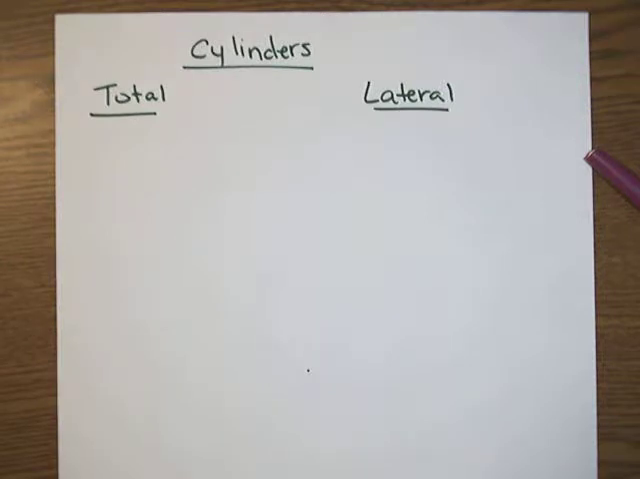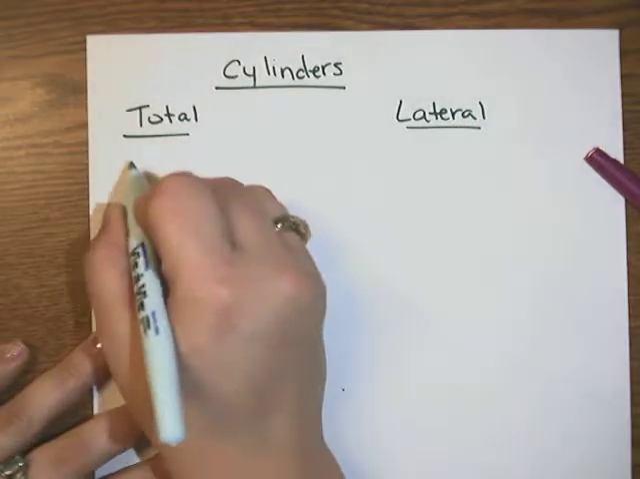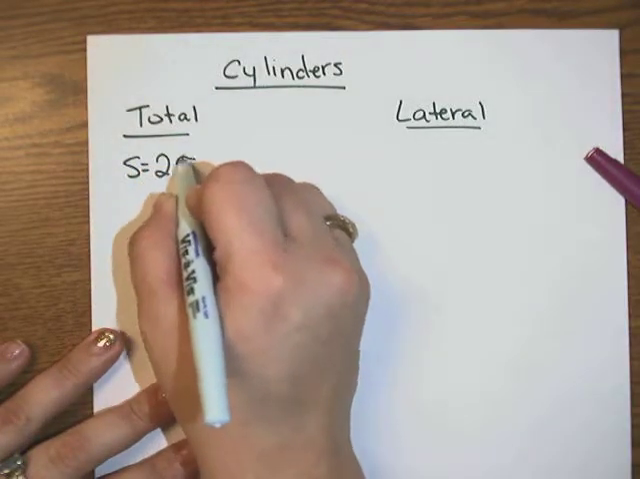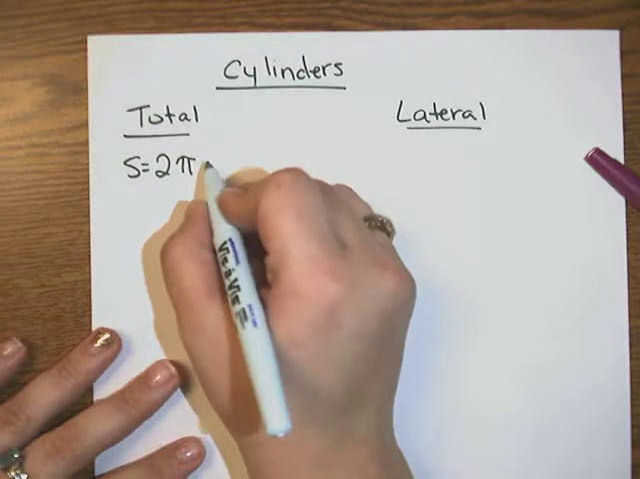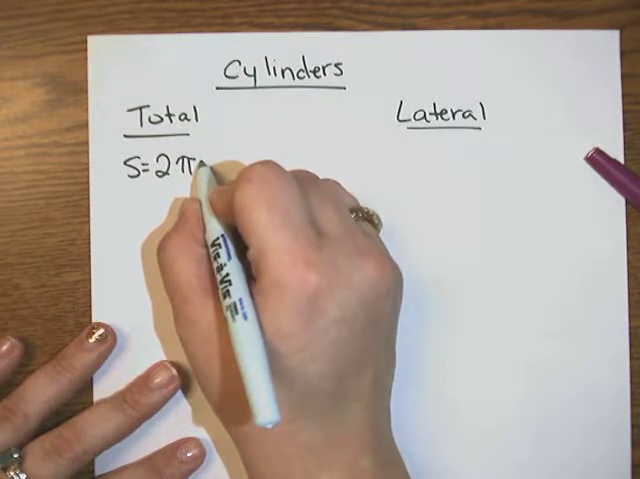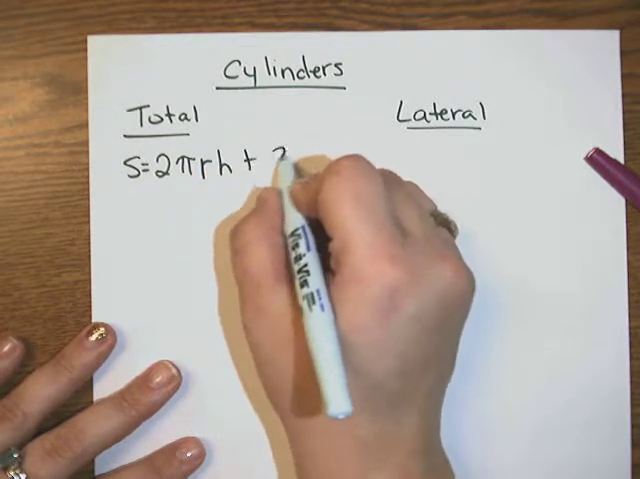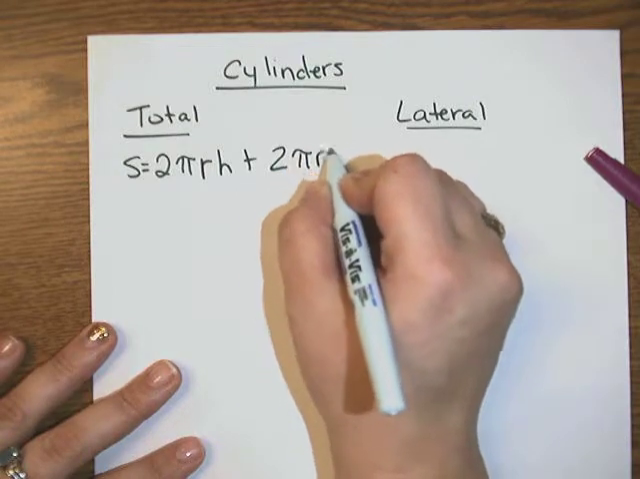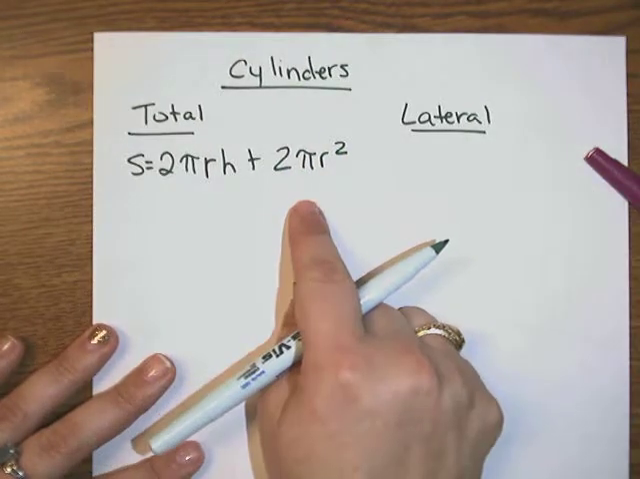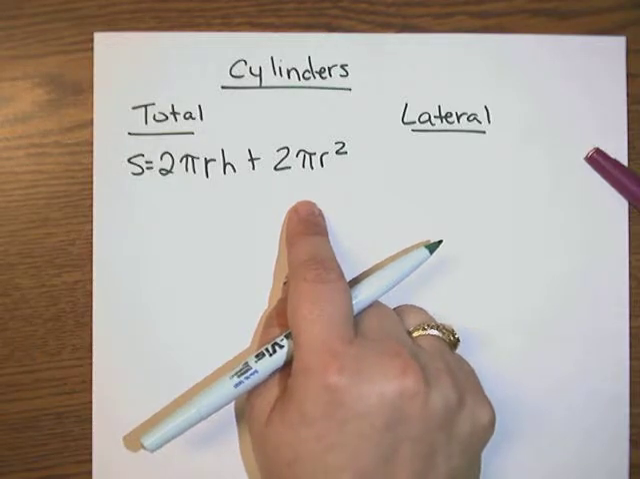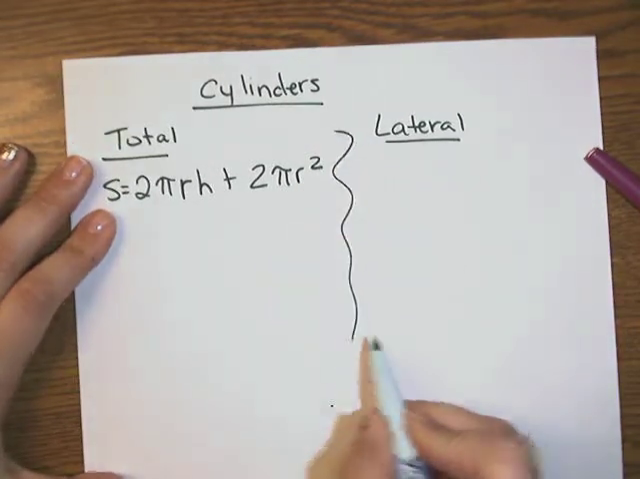Now please look at your formula chart, underneath surface area, underneath cylinders. What is the formula for total surface area of a cylinder? A little bit slower. 2 pi rh plus 2 pi r squared. Now, are there any capital letters here? No, so this means your life is going to be a little bit easier.